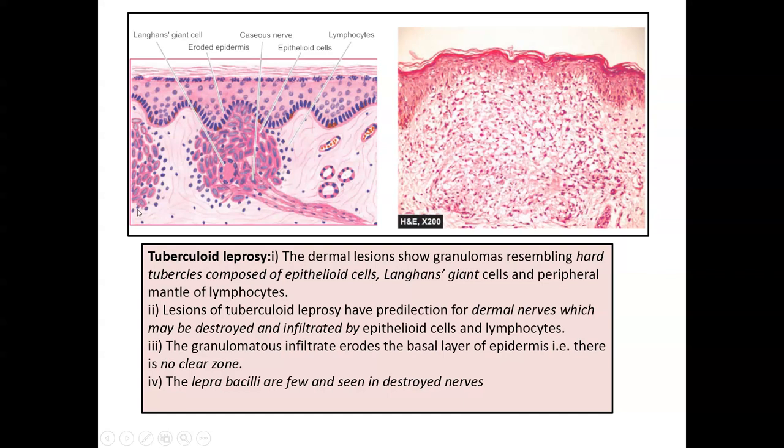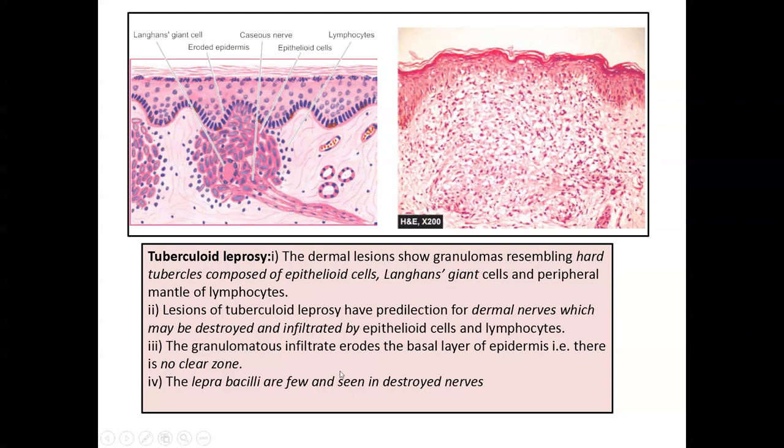The kind of tuberculoid leprosy. The dermal lesions show a granulomatous appearance or pattern, which resembles tuberculosis, composed of epithelioid cells, Langhans cells, and a peripheral mantle of lymphocytes. Lesions of tuberculoid leprosy have a predilection for dermal nerves, which may be destroyed and infiltrated by epithelioid cells and lymphocytes.